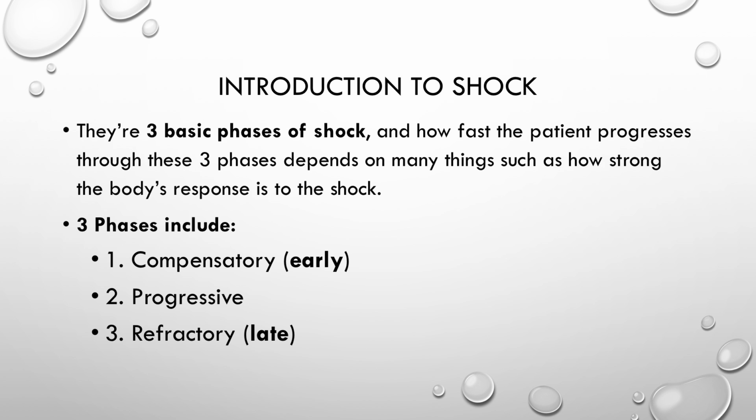There are 3 basic phases of shock. Now listen to this, phases of shock, not types of shock. So we'll get into the types of shock a little later. So the 3 basic phases of shock and how fast the patient progresses through these 3 phases depends on many things, such as how strong the body's response is to the shock. So the 3 phases include 1, compensatory, which is the early phase of shock, 2, progressive, and 3, refractory. So this is the late stage of shock.